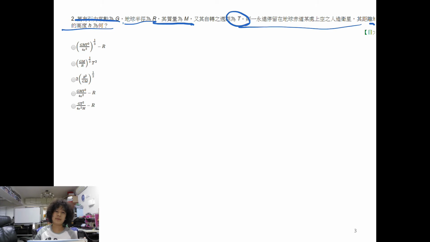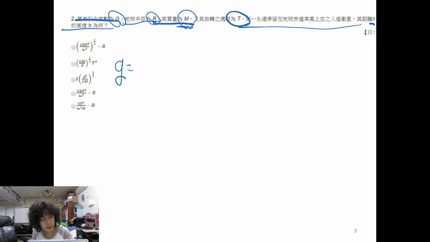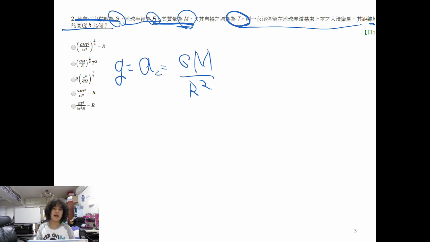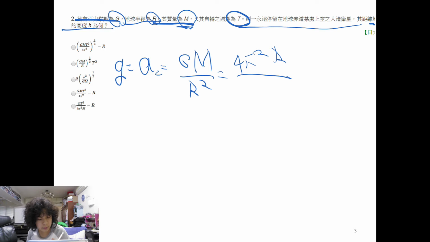First, it's a very simple calculation, because if it gives you G, R, and M, you can actually calculate GM divided by R squared, which is equal to g, or the centripetal acceleration. So now you can calculate it: a_c equals GM divided by R squared. And remember, a_c is also equal to 4 pi squared R divided by T squared. So now you all have this number.